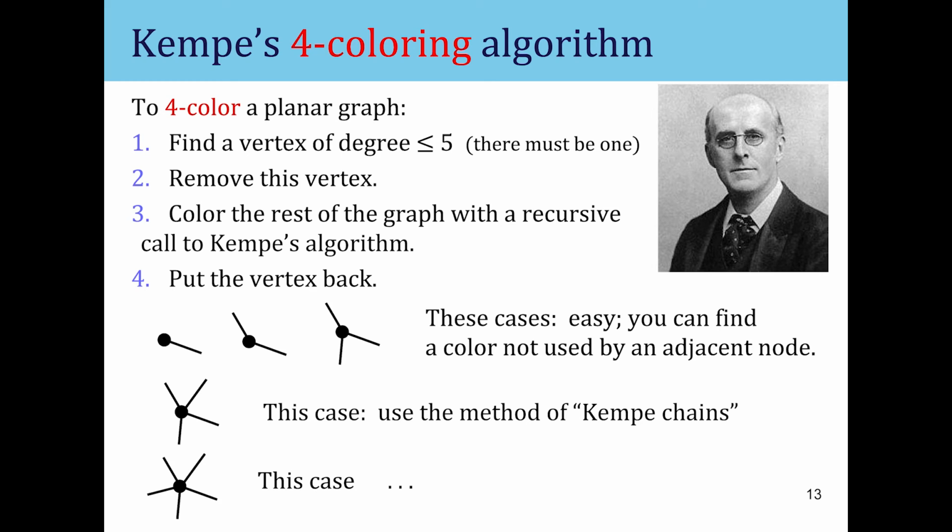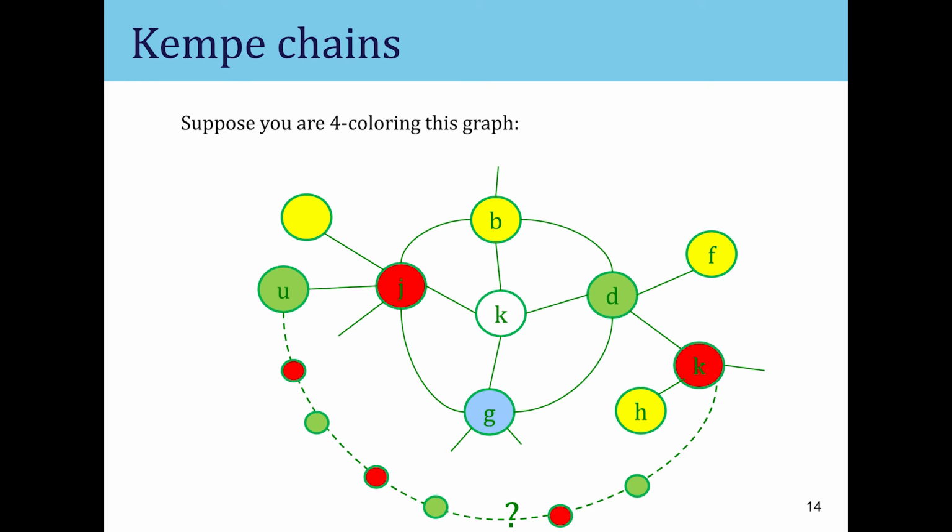Here's Kemp's 4-coloring algorithm. If you find a node of degree 1, 2, or 3, you can use the algorithm I just showed you. For degree 4, you can use the method of Kemp chains. So here's the method of Kemp chains. Suppose when you put node K back, it's adjacent to nodes of 4 different colors.